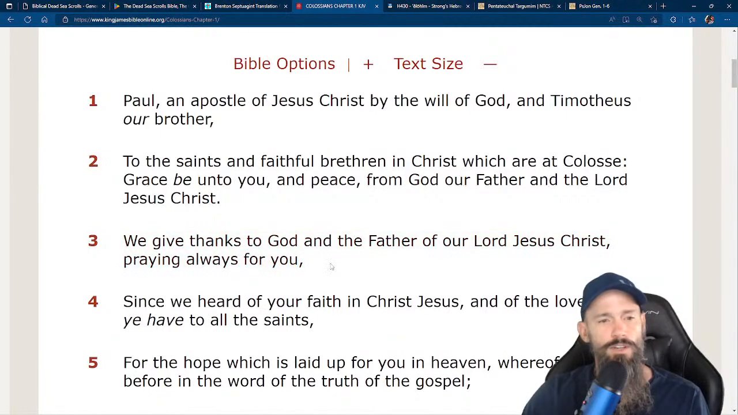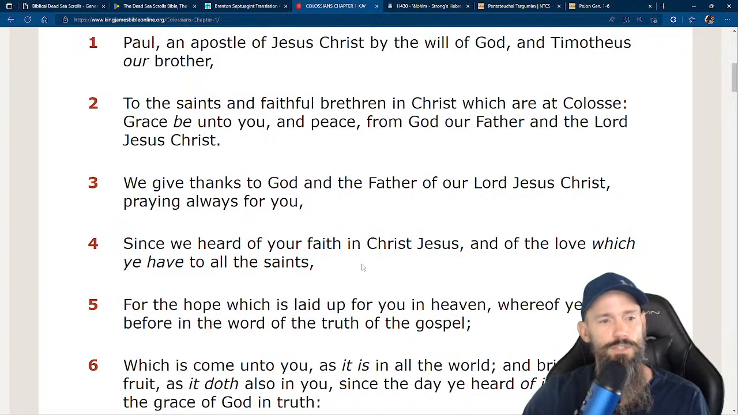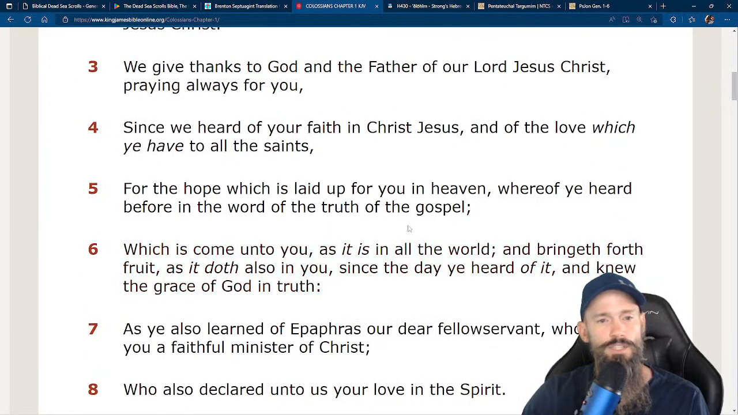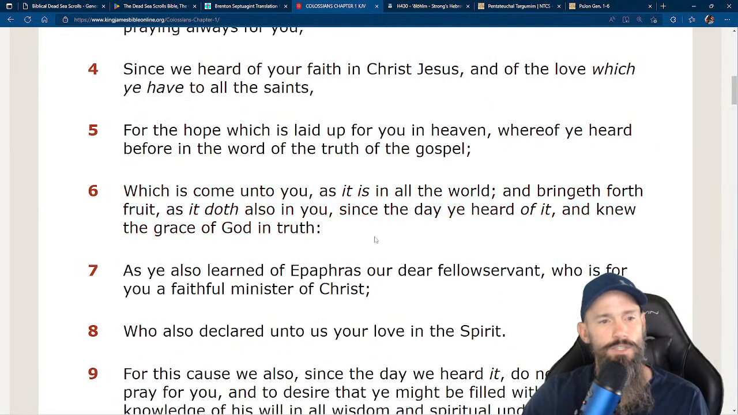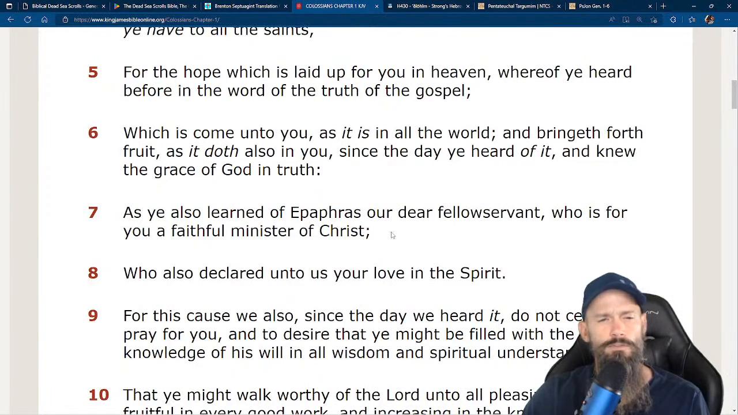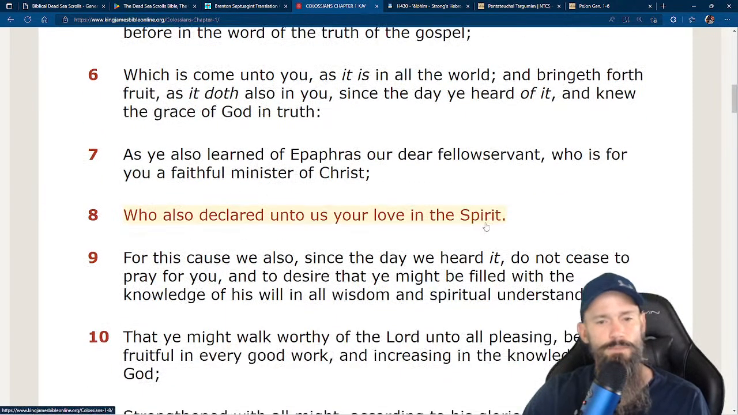We give thanks to Yahuwah and the Father of our Master Yahushua HaMashiach, praying always for you, since we heard of your faith in Yahushua and of the love which you have to all saints, for the hope which is laid up for you in heaven, whereof you heard before in the word of the truth of the gospel, which is come unto you as it is in all the world, and bringeth forth fruit, as it doth also in you, since the day you heard of it, and knew the grace of Yahuwah in truth, as you also learned of Epaphras, our dear fellow servant, who is for you a faithful minister of Mashiach, or Messiah, who also declared unto us your love in the Spirit.